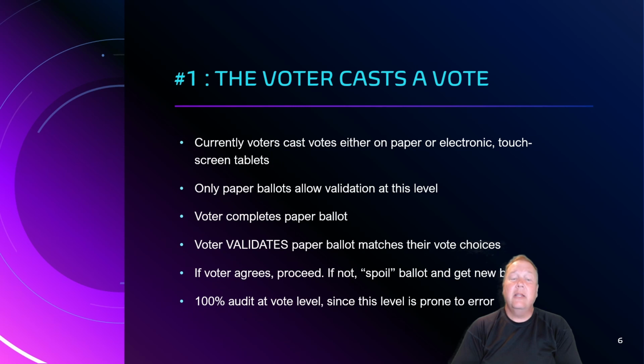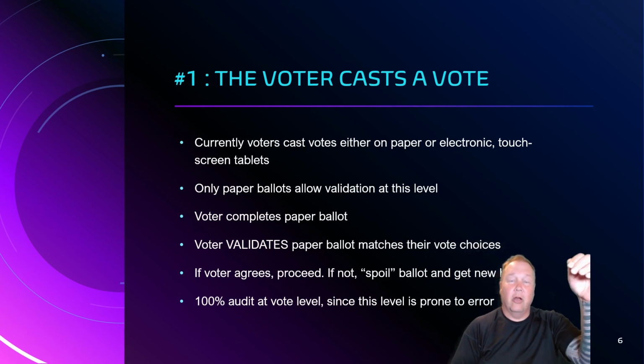Okay, so in the U.S. right now, voters can either cast their ballot on a piece of paper or on an electronic touchscreen tablet. The paper ballots are kept and allow for good validation at this level. With a paper ballot, which is what we have here in Michigan, you get this long piece of paper.